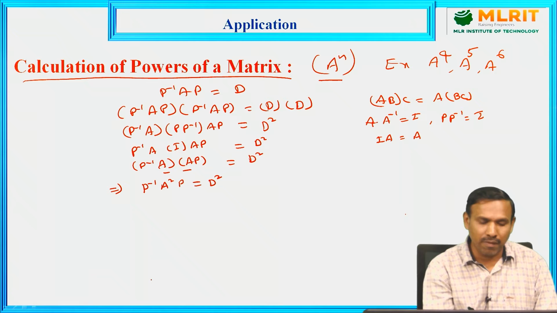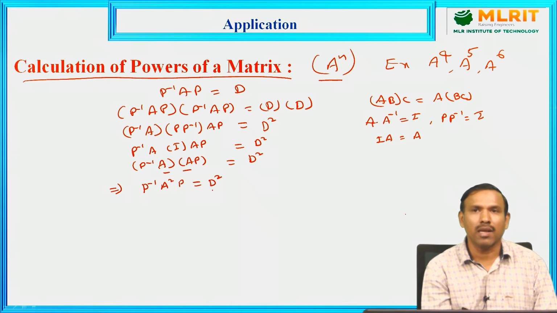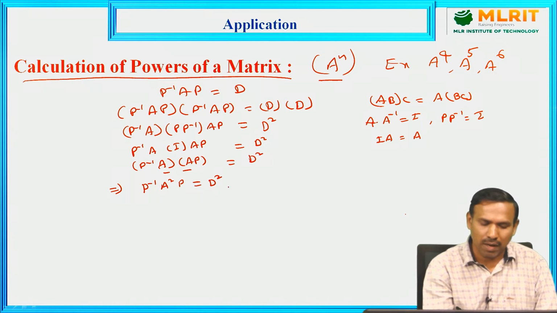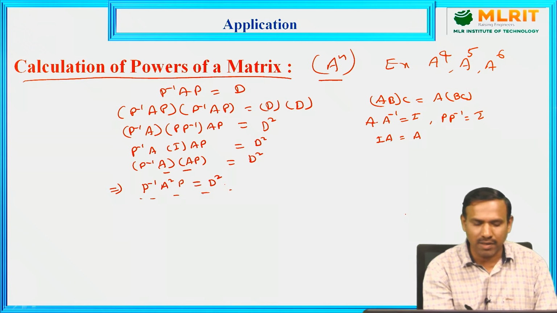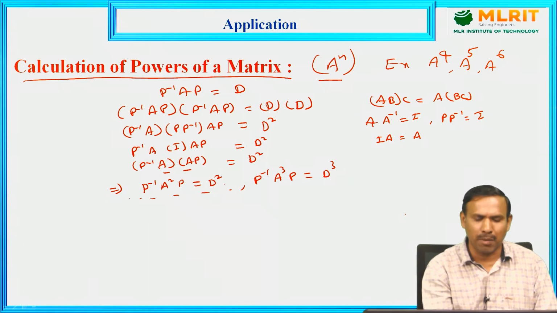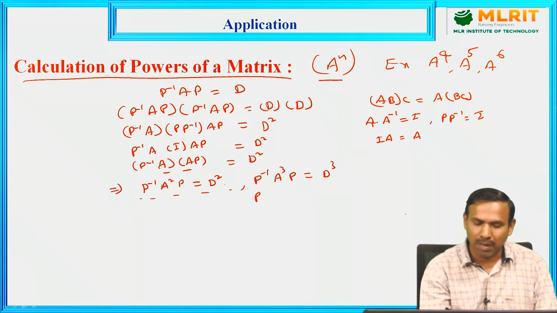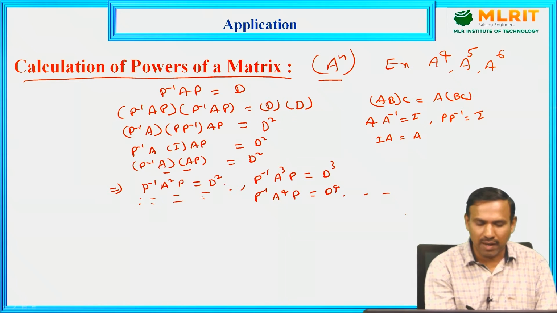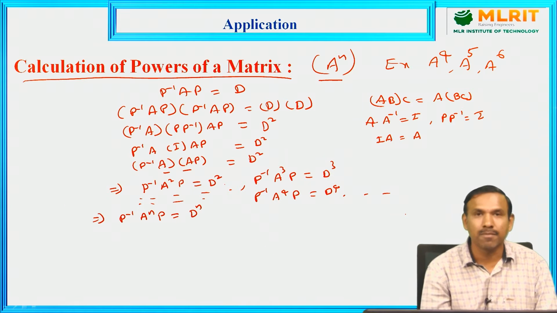Now I want A power 2, A power 3, A power 4, higher powers. Similarly, using the same concept we can write P inverse A cube P is equal to D cube. And if you multiply one more time with P inverse AP on both sides, you will get P inverse A power 4 P is equal to D power 4, and so on. So finally what I can write here is P inverse A power n into P is equal to D power n.